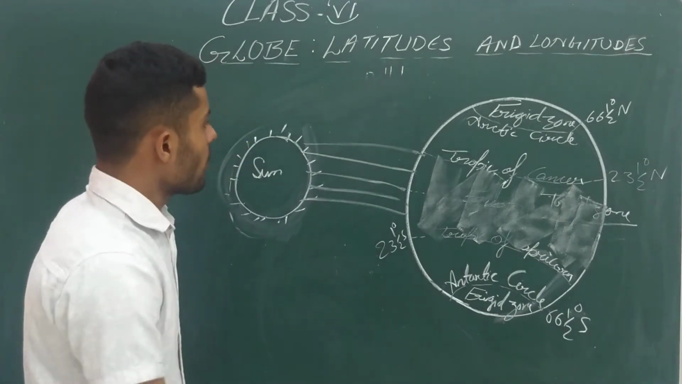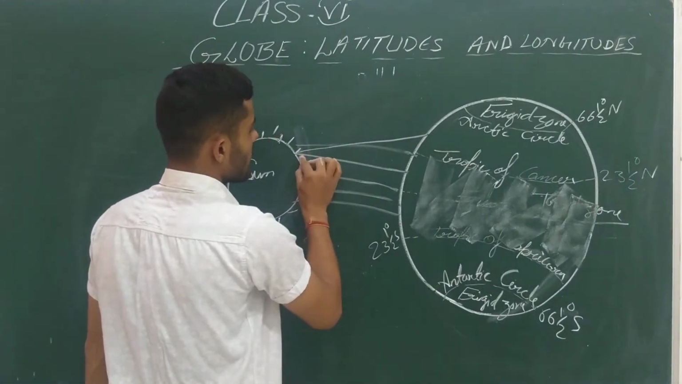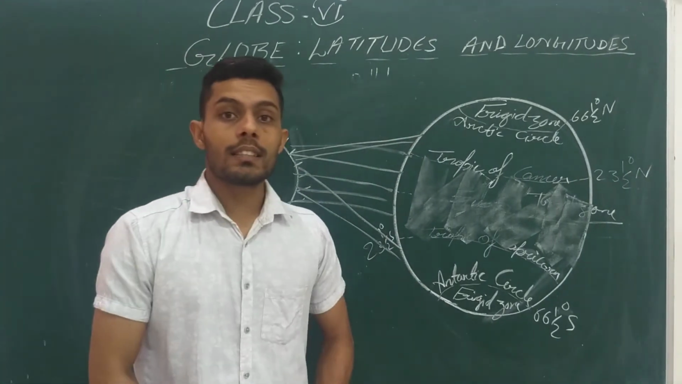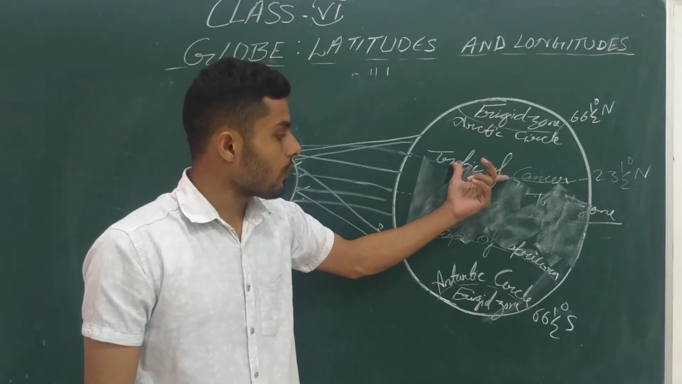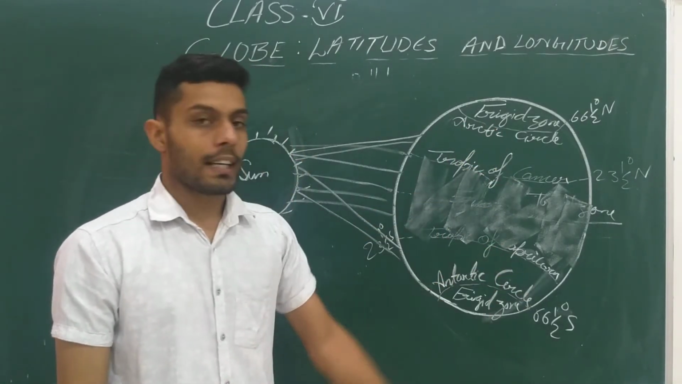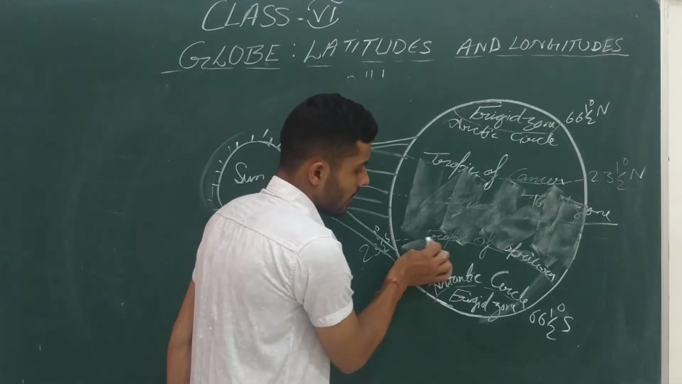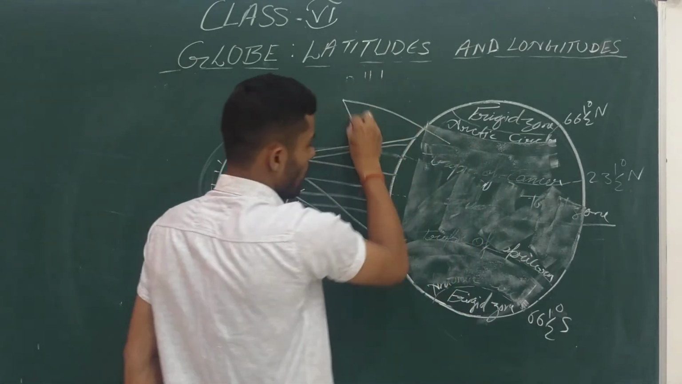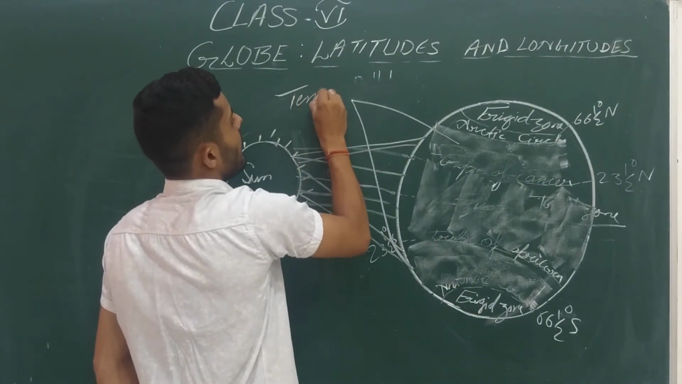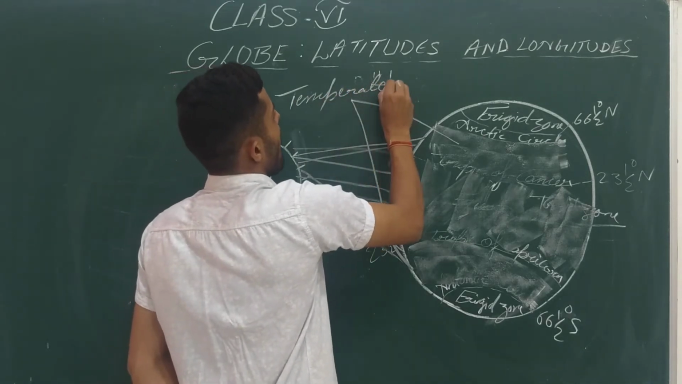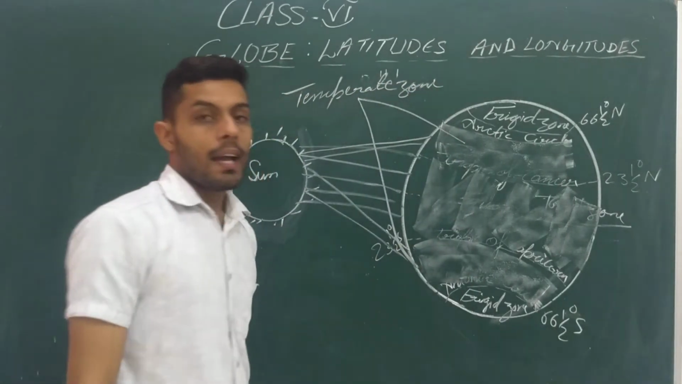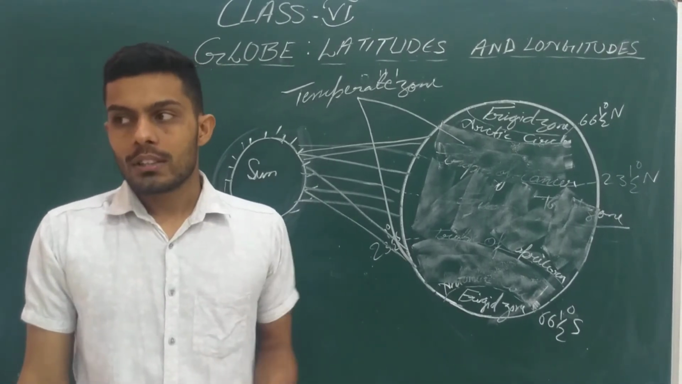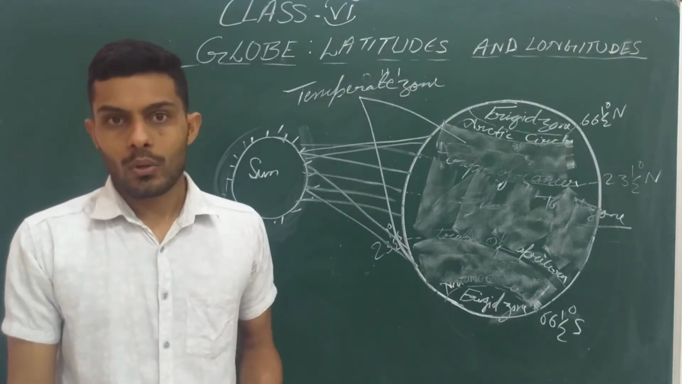Got it? Now the sun rays also fall like this. On these regions, formed by the Arctic Circle and the Tropic of Cancer, and the Tropic of Capricorn and the Antarctic Circle, this region receives a smaller amount of heat. So both these regions are known as the temperate zone. Why? Because this area receives less heat, and fewer sunlight rays fall on this region. Got it?